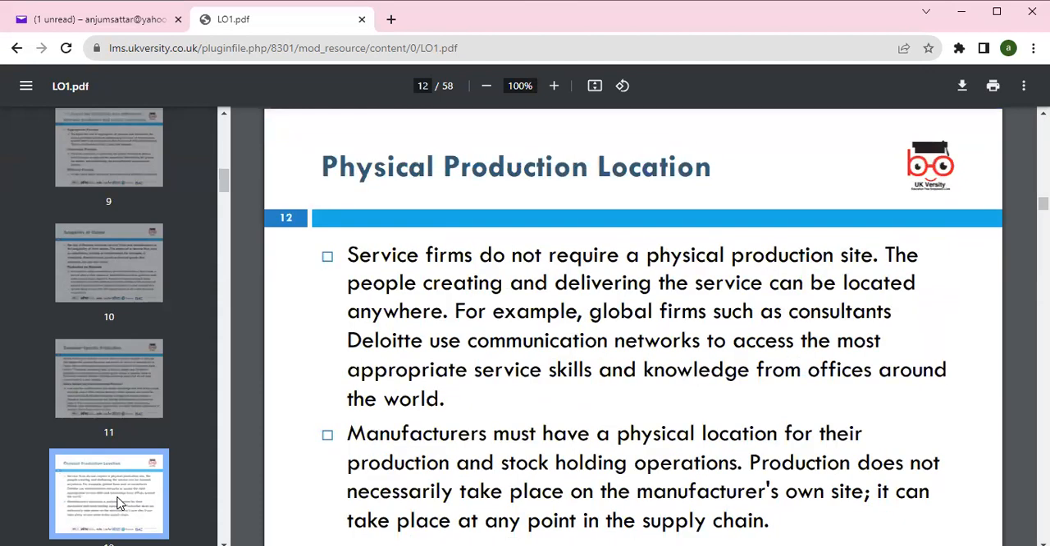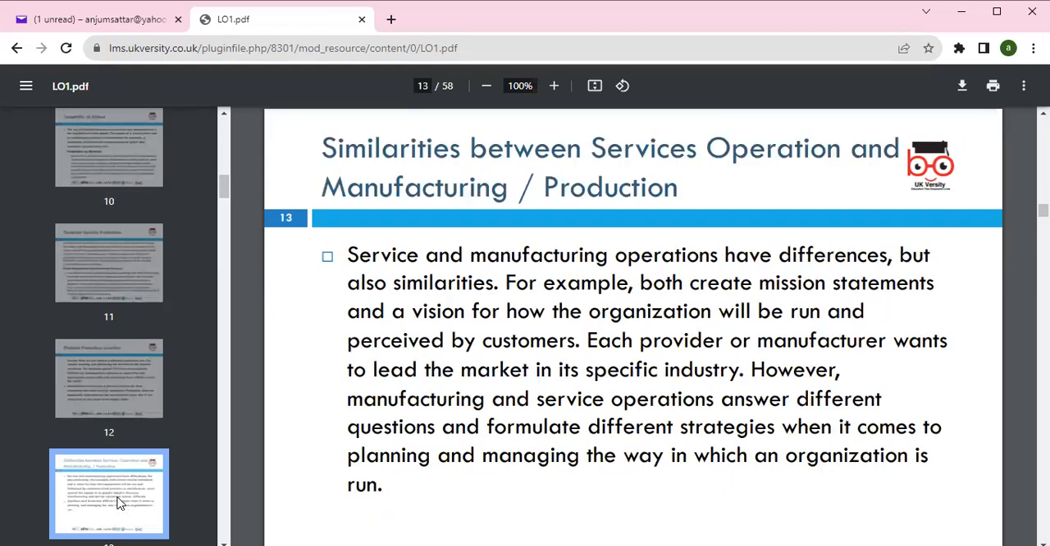Okay. Then physical production location is very important. The service firm doesn't require a physical production site. The people who create and deliver the service can be located anywhere. For example, global consulting firms like Deloitte, or various others, provide skills and knowledge with offices around the world. Manufacturers must have a physical location for their production and stockholding operations. Production does not necessarily take place on the manufacturer's own site. It can take place at any point in the supply chain.